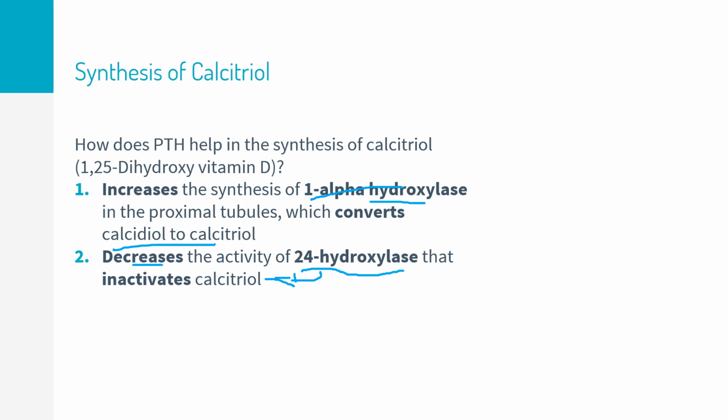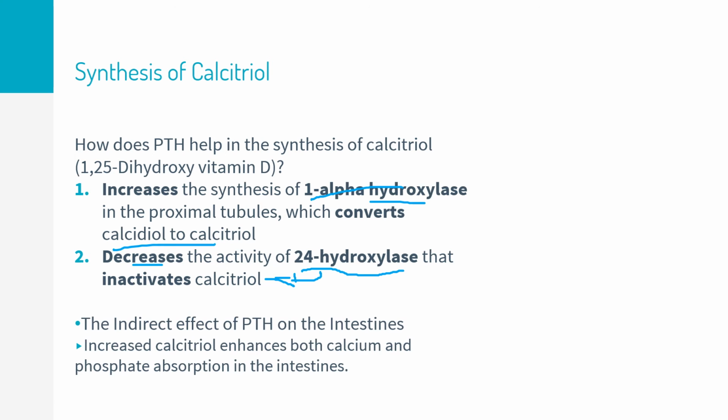And you can imagine how important the second step is in the states of vitamin D deficiency. So this ultimately results in an increase in the active form of vitamin D. This active form enhances both calcium and phosphate absorption in the intestines.